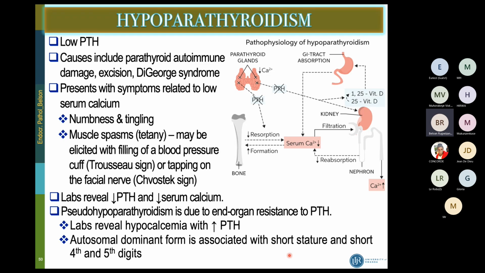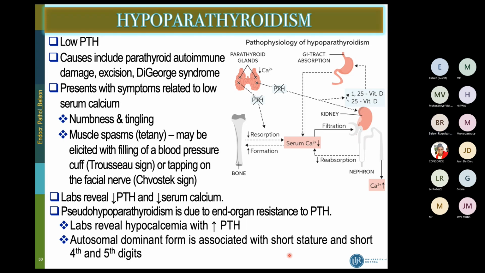In that case, it will be called Trousseau sign, or by tapping on the facial nerve. If you tap on the facial nerve and then there is a tetany, this will be called Chvostek's sign. In the laboratory, you will find low PTH and low serum calcium. And there is another thing which is called pseudohypoparathyroidism.